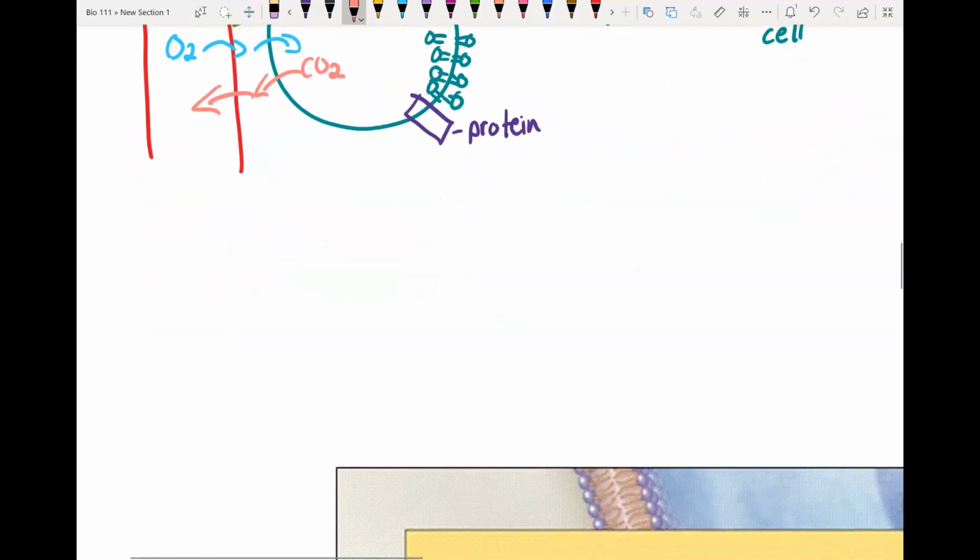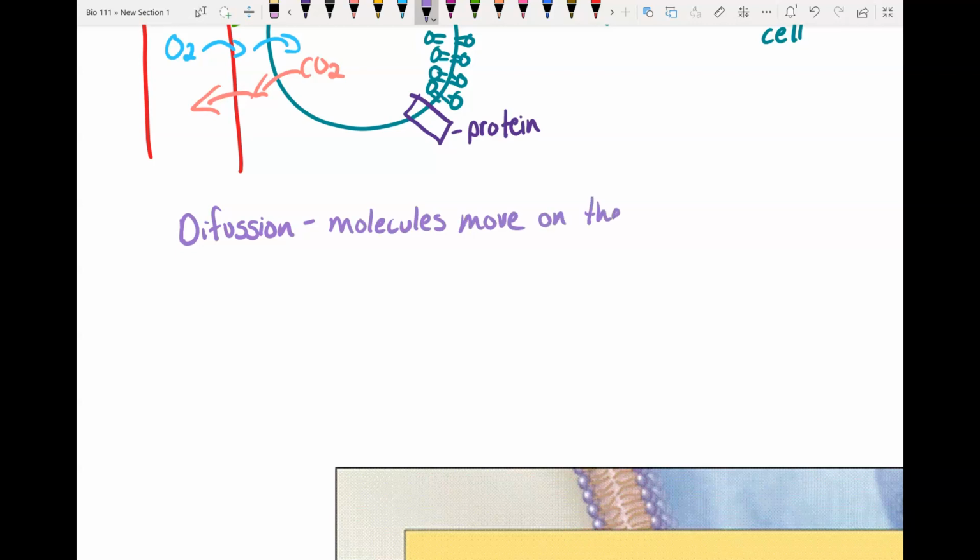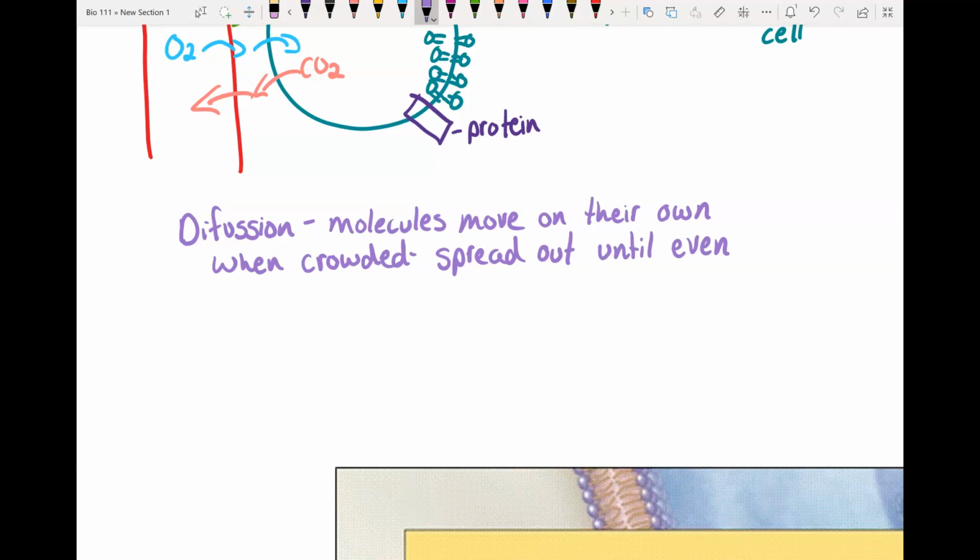We're first going to look at diffusion as a way for substances to get in and out of the cell. Diffusion is molecules moving on their own. And the simplest way to think of it is just that they don't want to be crowded. So anytime molecules are crowded, they will naturally spread out. And they spread out until they are evenly distributed.